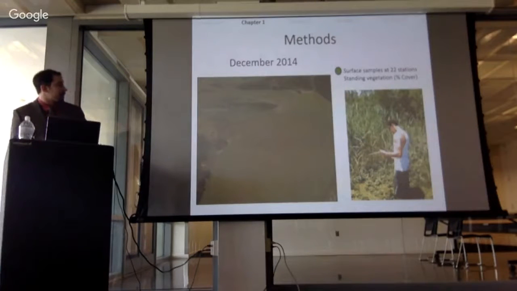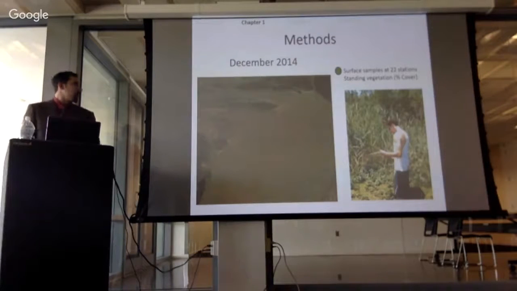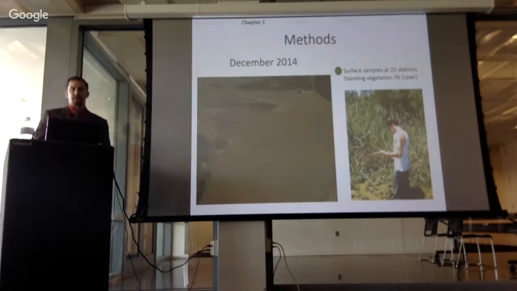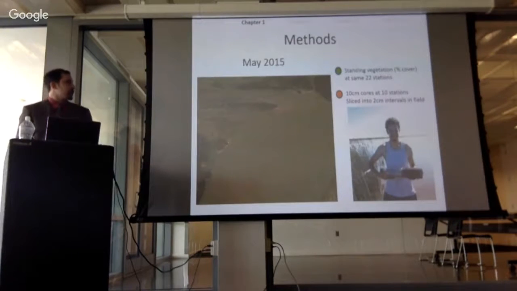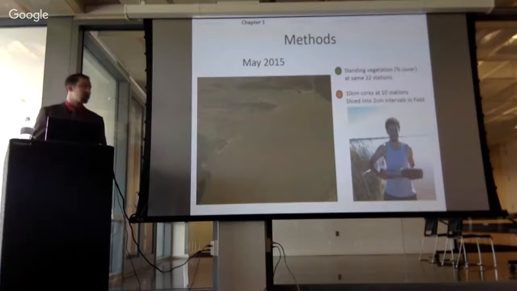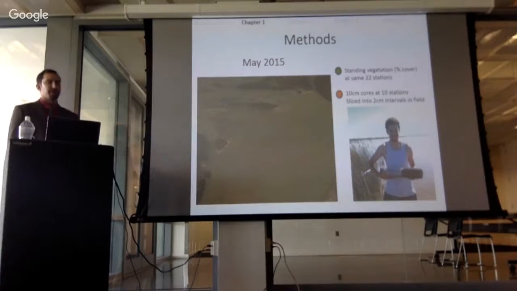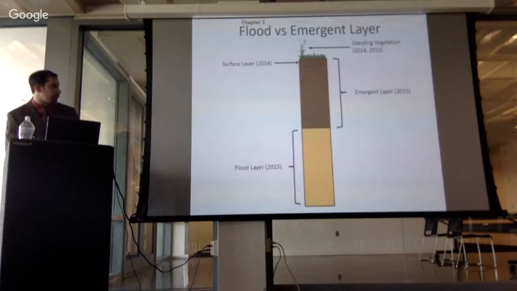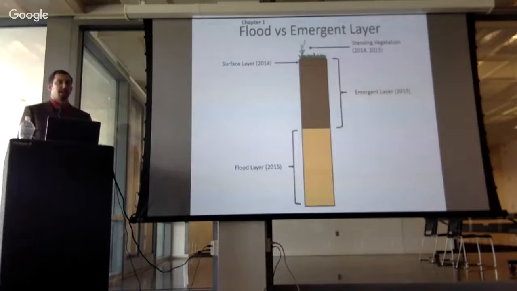I accomplished this by sampling along the shorelines of the newly formed islands. First, in December 2014, I accessed 22 stations at which I took surface samples of sediment in order to collect seeds as well as assess the standing vegetation by percent cover. I returned in May of 2015, hit the same stations, and again assessed the percent cover. Additionally, at 10 of those stations, I took 10 centimeter deep cores in order to capture seeds buried in deeper layers. What I was looking for here was a signal of that 2011 flood. The dates in parentheses refer to when the samples were taken.